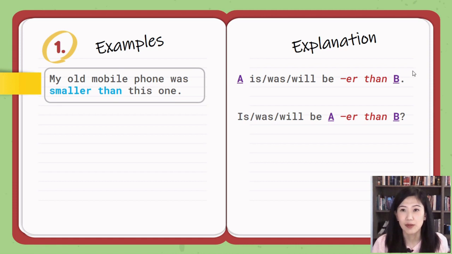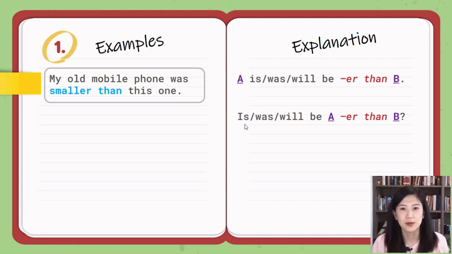So take a look at the right-hand side with the explanation. You can also say A is, was, or will be, compare it ER then, another object B. So notice that the tense here really can change. Choose is, was, or will be, depending on what you're talking about. Is it something in the past? Use was. Is it something that's still true now? Use is. In the future, use will be.